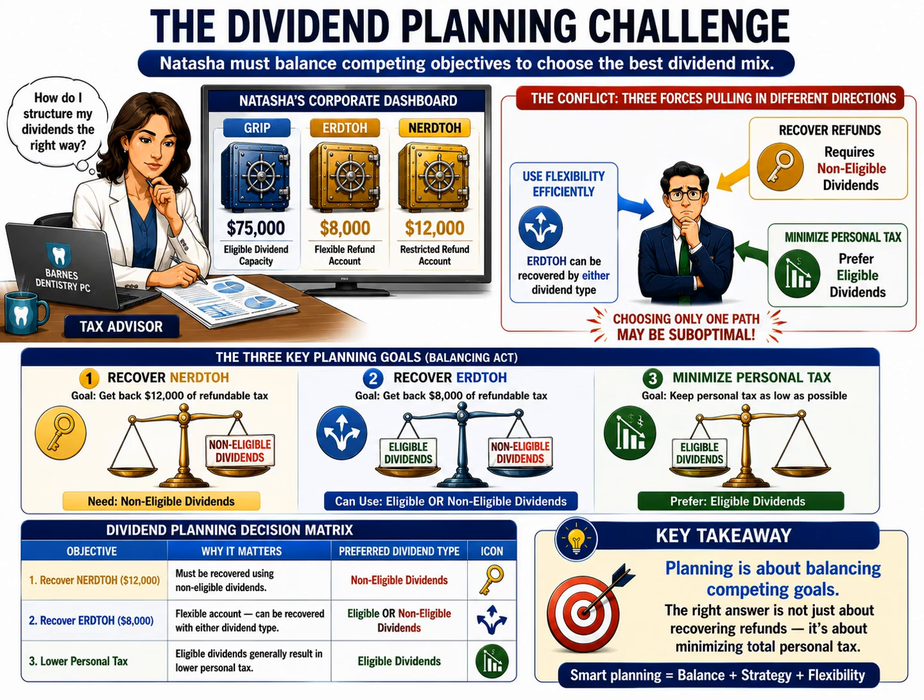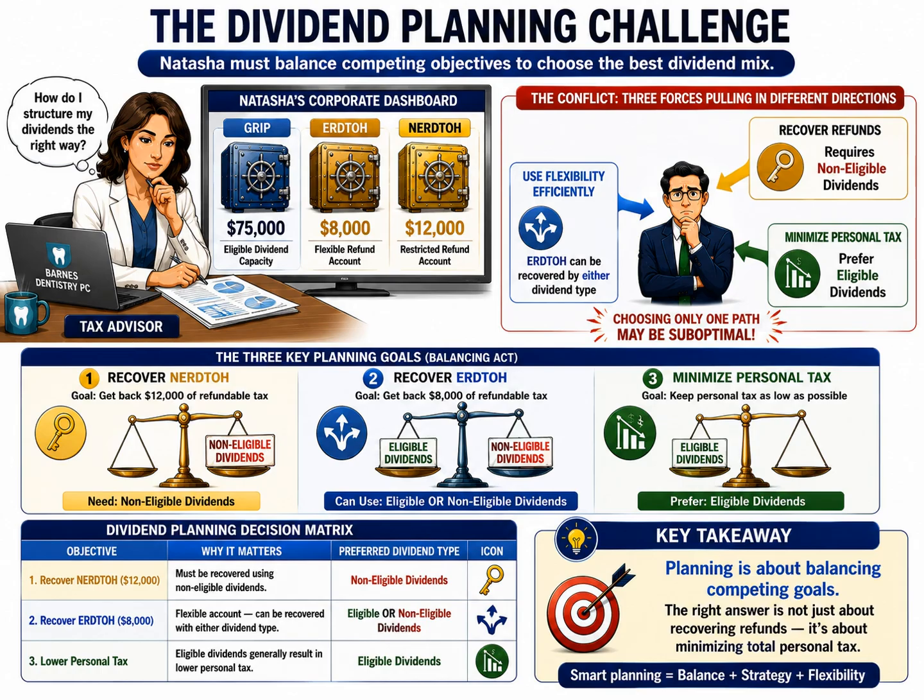Let's start with the first goal shown at the bottom left of the slide. Natasha's corporation has a NERDTOH balance of $12,000. As we've learned, NERDTOH is restricted. To recover this refundable tax, the corporation must pay non-eligible dividends. This immediately pushes the strategy toward non-eligible dividends.